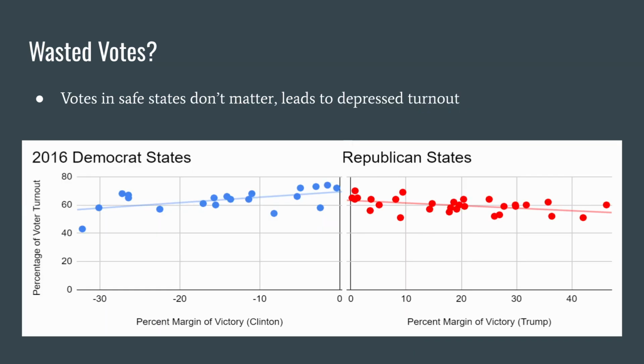These are 2 graphs I've made. You can see these are 2016 Democrat states and 2016 Republican states. Look at the percentage margin of victory for Clinton on the left and Trump on the right. You can see that the closer the state is in margin, the higher the turnout is. This does lend some credence to the theory that people stay home if they know their vote won't matter.